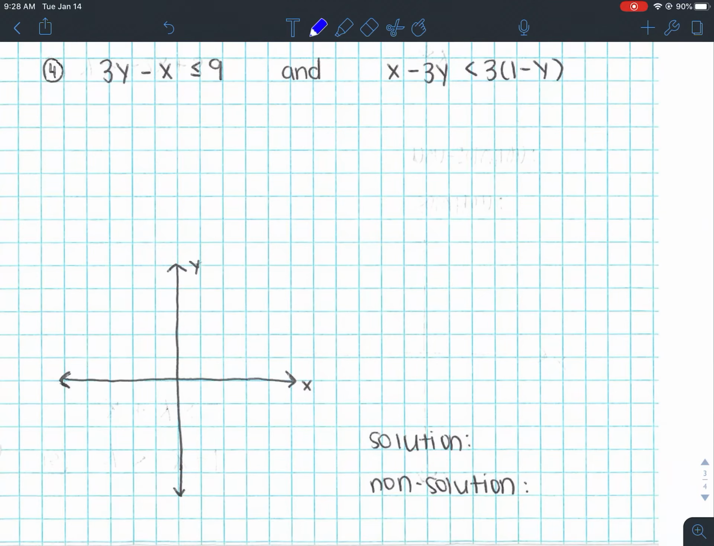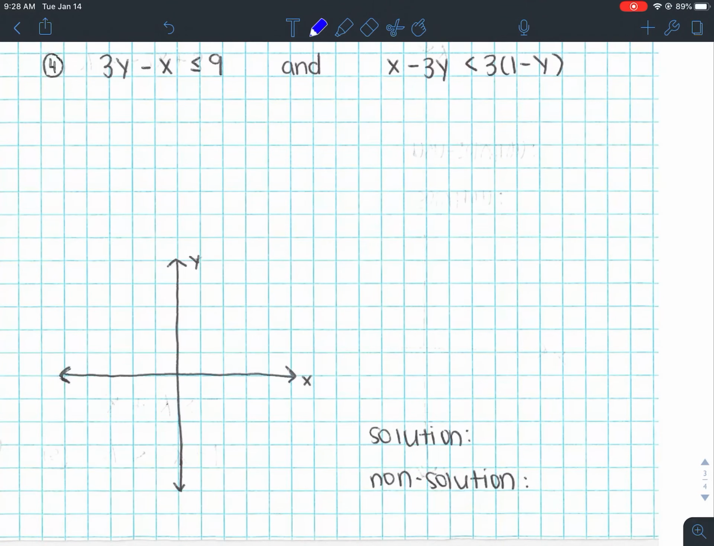Moving on to number 4. I know this is a lot of kind of the same thing, but it's good practice, and they're all a little different looking, so it's good to just continue to stick through this.